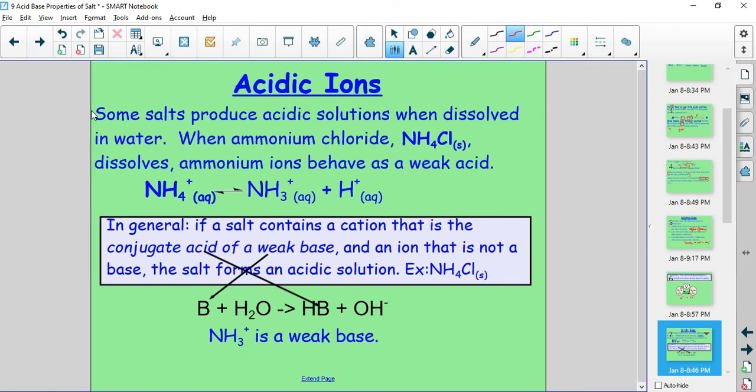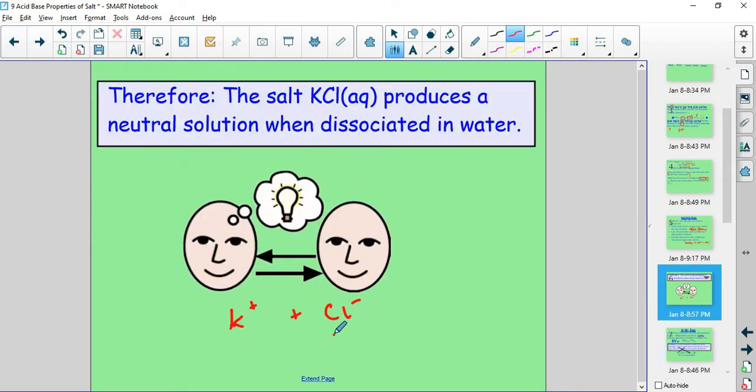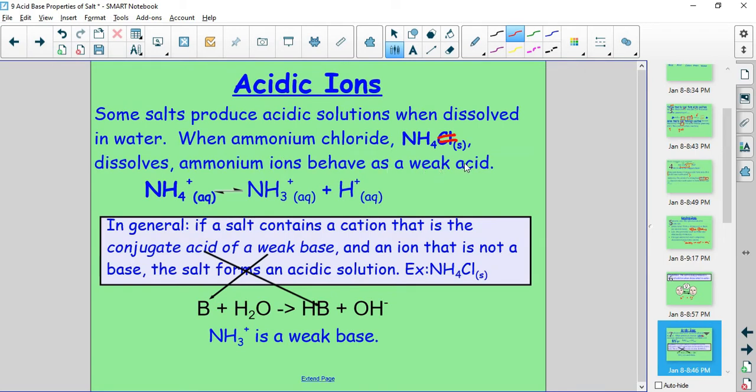But the real bread and butter here: acidic ions. Some salts produce acidic ions when they're dissolved in water. An example is ammonium chloride. We're going to ignore chloride. We know that chloride, being a halogen, is a neutral ion, so we're going to ignore that. But when this dissociates, we're going to look at ammonium. Ammonium can act like an acidic ion.